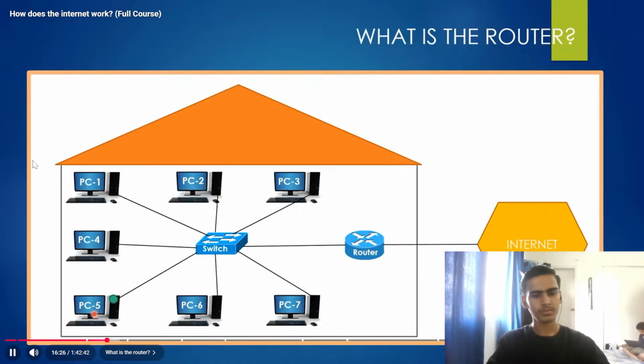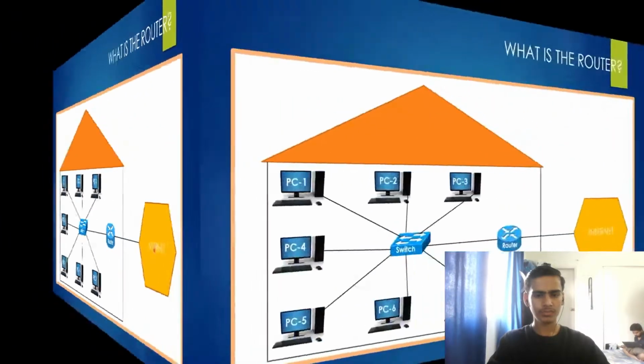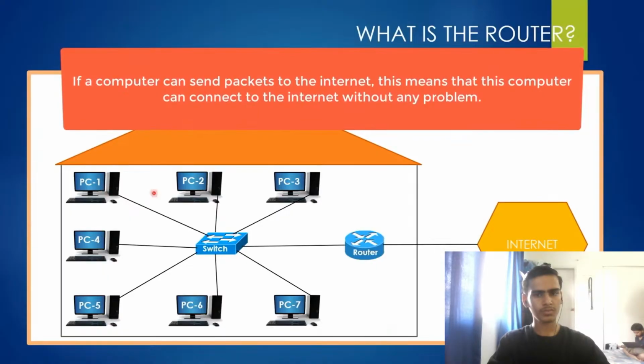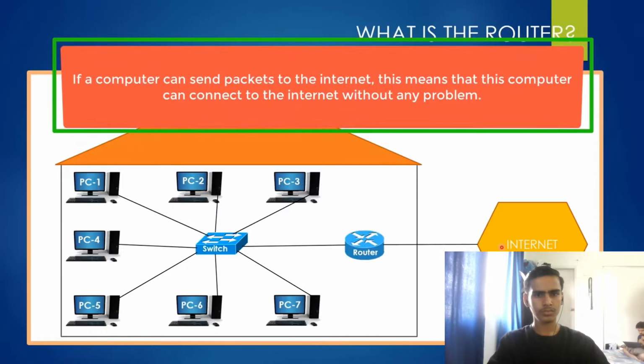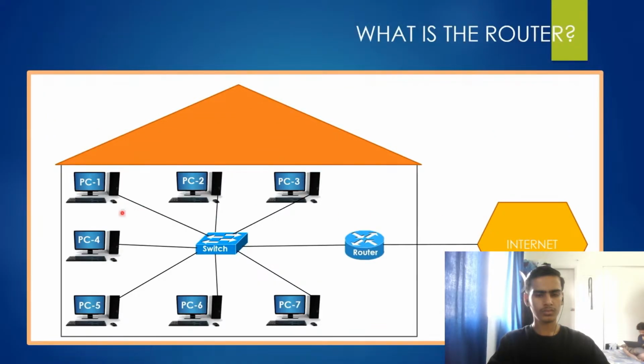However guys, what if PC1 wants to communicate with the internet? In other words, what will happen if PC1 wants to send a packet to the internet? First of all, you should remember this information. If a computer can send packets to the internet, this means that this computer communicates with the internet. If we can send packets from one point to another point, these 2 points can communicate. It's that simple. But the question is, how will PC1 send packets to the internet?